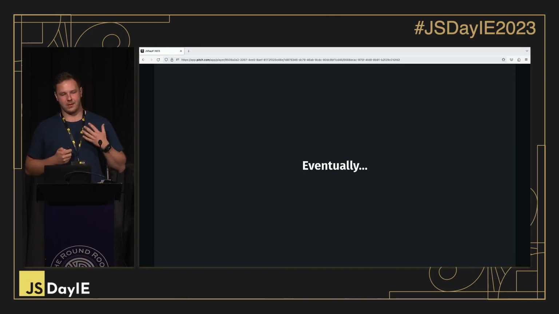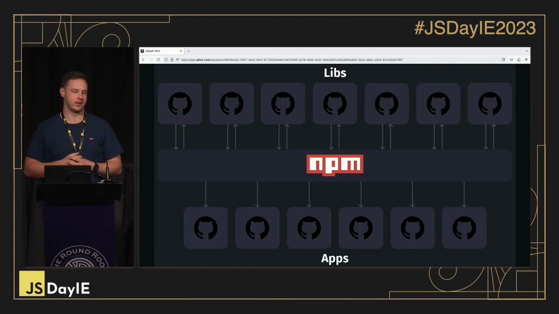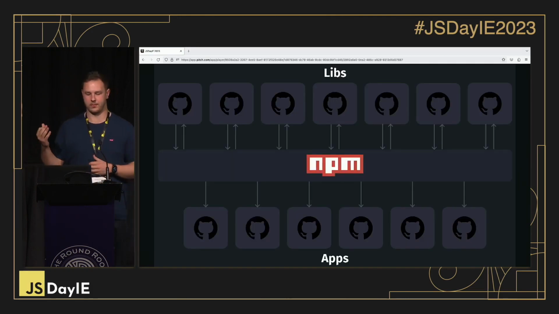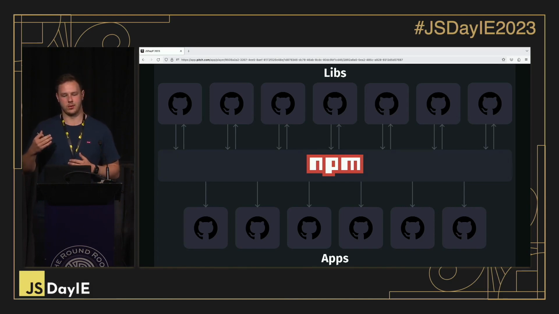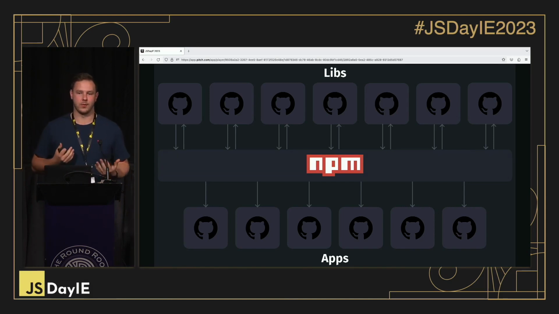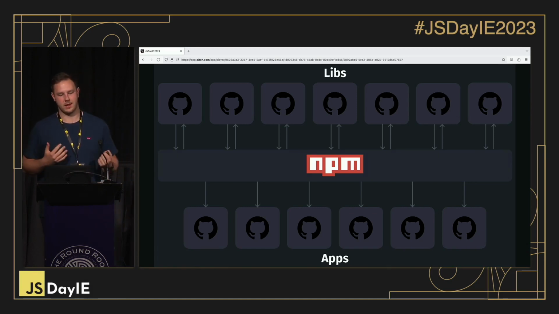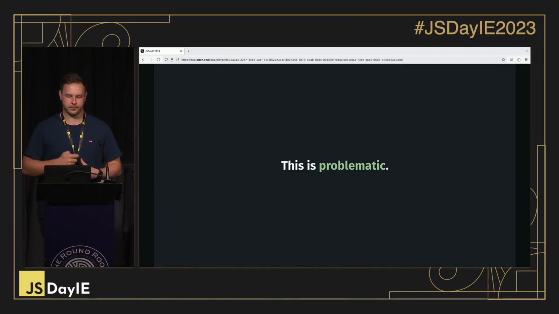But then eventually you repeat this, and you end up with something like this, where you've got loads of different libraries in different repos, all publishing to NPM, perhaps consuming from each other. And so you get these chains of dependencies, and then ultimately they get consumed by your applications. And obviously, the more applications you have, the more libraries you have, the bigger this web of dependencies becomes. And this is problematic. And it's problematic for three main reasons, I think.